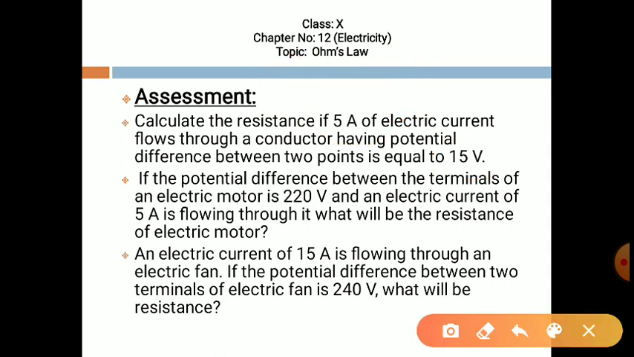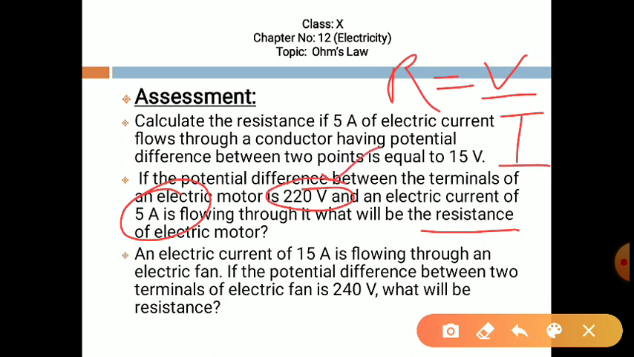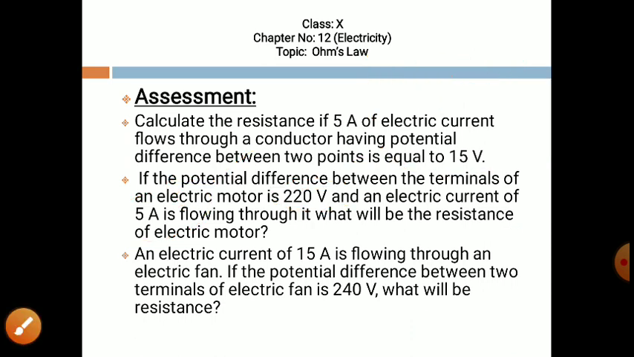The second question is, if the potential difference across an electric motor is 220 volt, the value of V is 220 volt, and an electric current of 5 ampere, the value of I is 5 ampere, you are again to find out resistance. R is equal to V by I. Here the voltage is 220 volt and current is 5 ampere. Use the formula R is equal to V by I and find out the resistance.